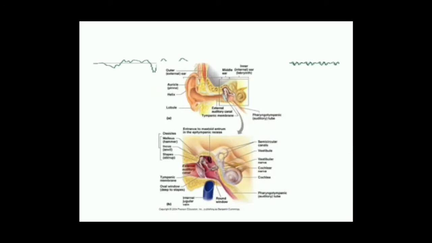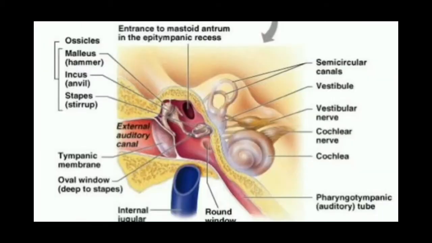The middle ear is an air-filled chamber inside the temporal bone. It is separated from the outer ear by the tympanic membrane. If you see the structure of the middle ear, it is roughly rectangular in shape. It has 6 walls: the lateral wall, the medial wall, the roof, floor, the posterior wall and the anterior wall.